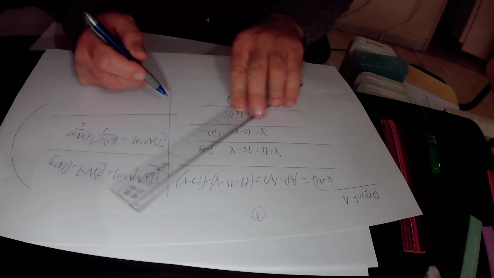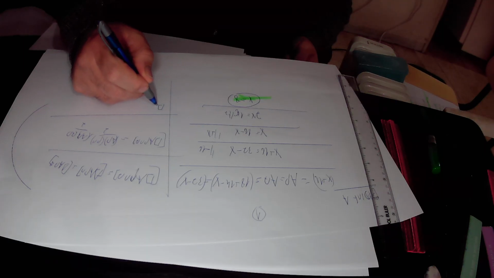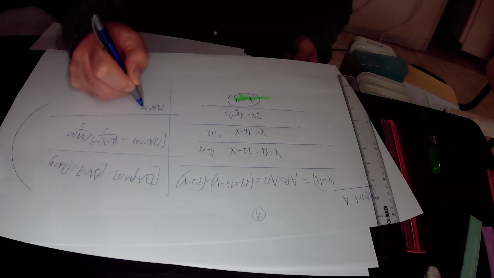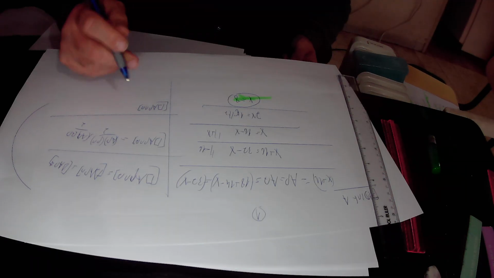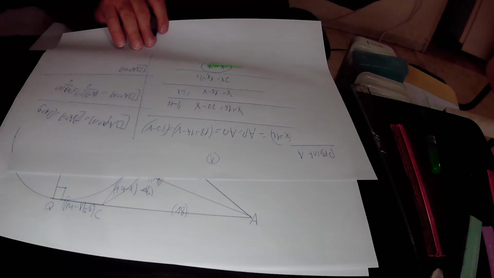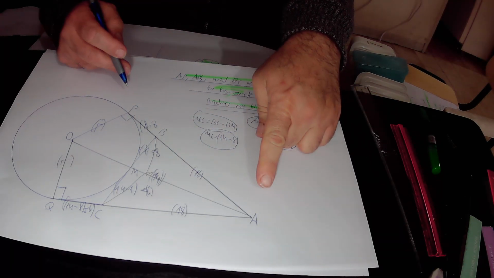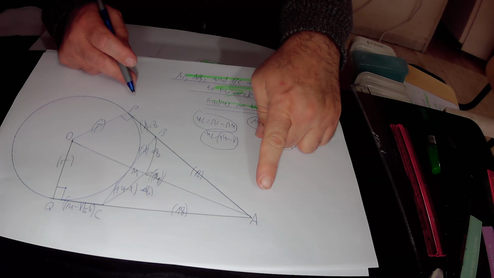So the area of quadrilateral APOQ is equal to AP times PO over 2. AP is 16 plus 8, that is 24.